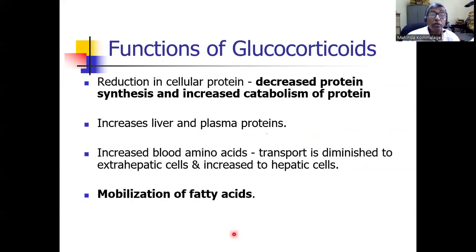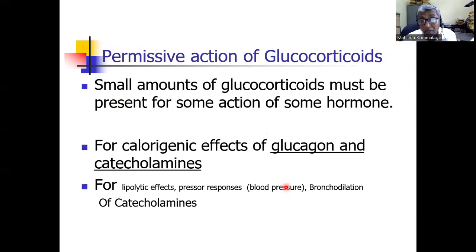Function of glucocorticoid: reduction of cellular protein, decreased protein synthesis, and increased catabolism of protein. I already explained. It increases liver and plasma protein and blood amino acids, because it transports amino acids from the breakdown of protein to the liver and mobilizes them. In addition, it mobilizes fatty acids and breaks down fat, and uses this fatty acid for the synthesis of glucose.